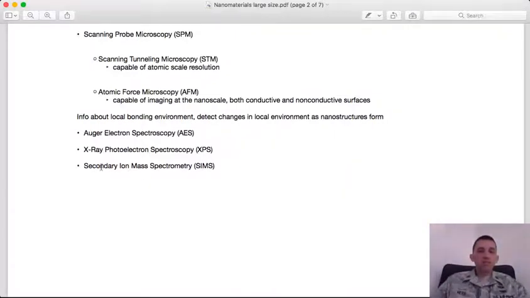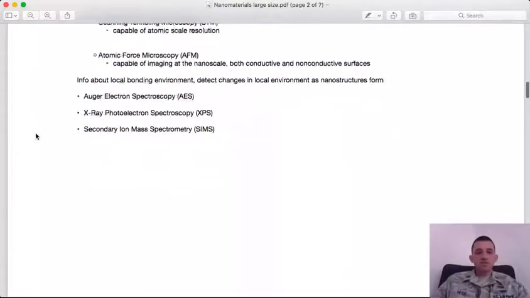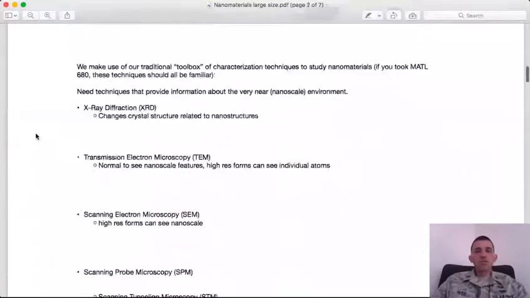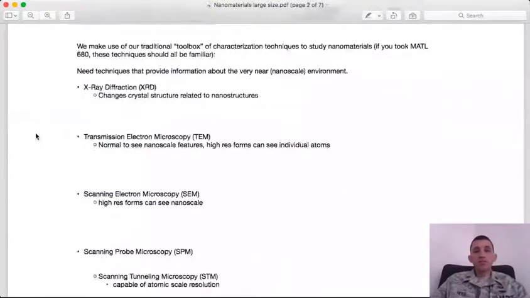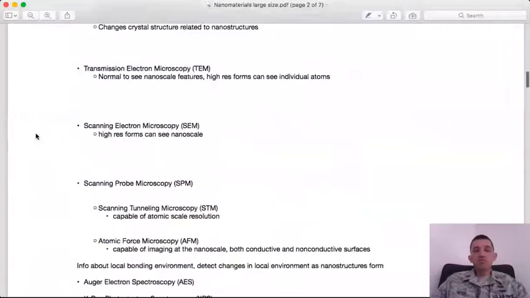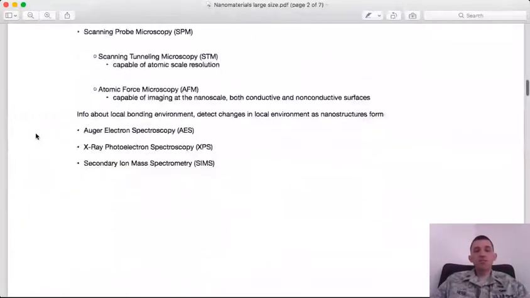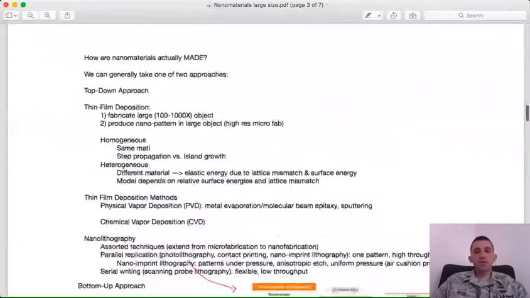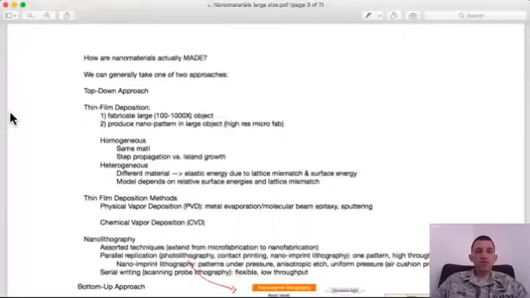Same thing with secondary ion mass spectrometry. If I have a surface that starts in a different form, and I bombard it with ions and look at the fragments, I'll get a different distribution based upon what I started with. So the point here is that it's a new field, a different scale, but we can reuse a lot of the techniques and instruments that we already have as a part of our characterization toolbox.